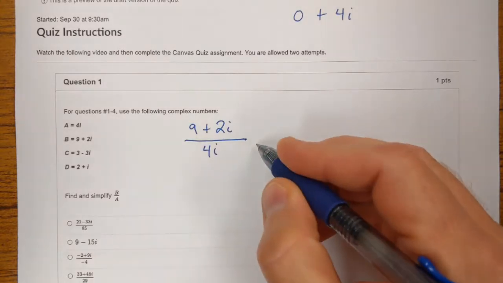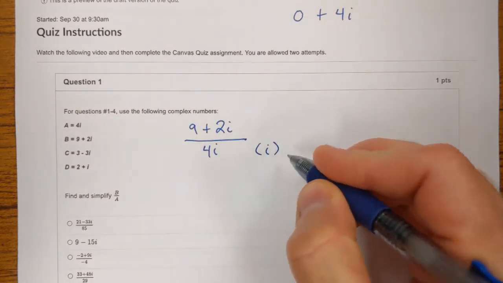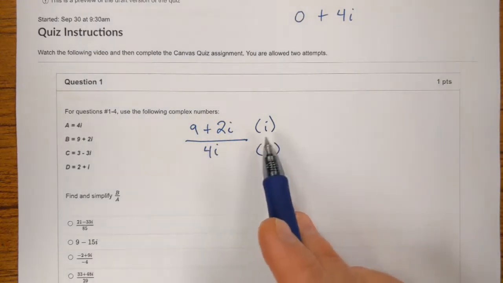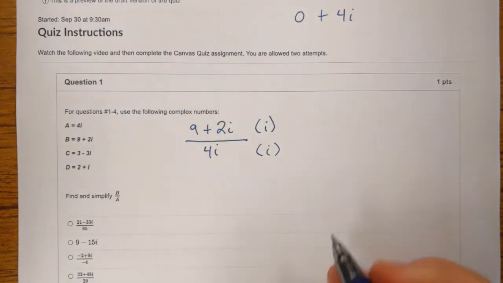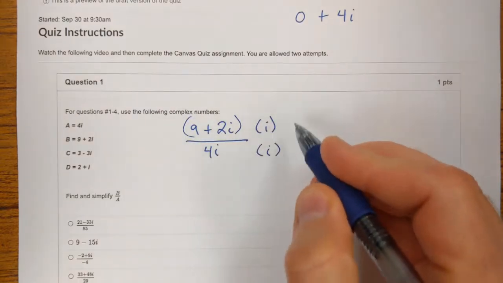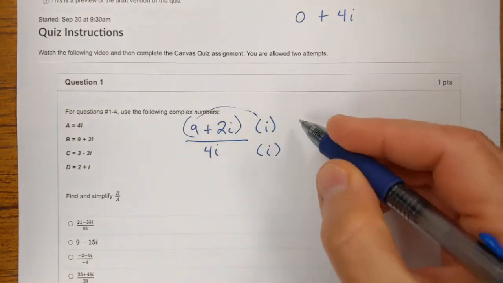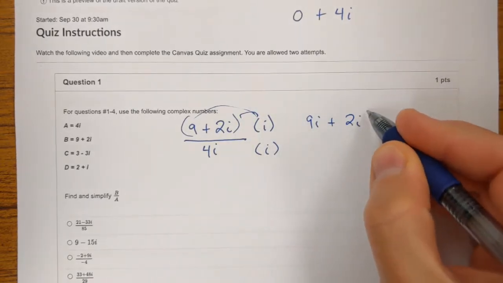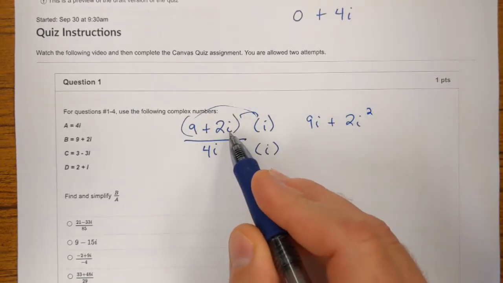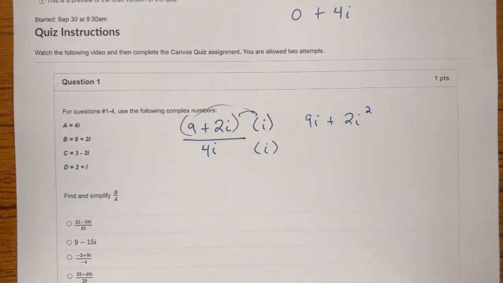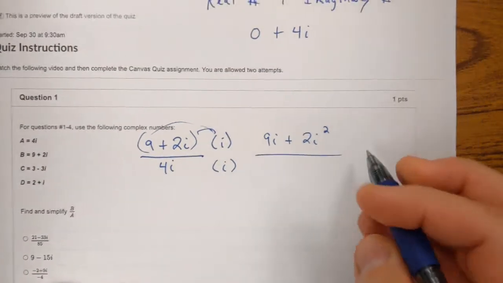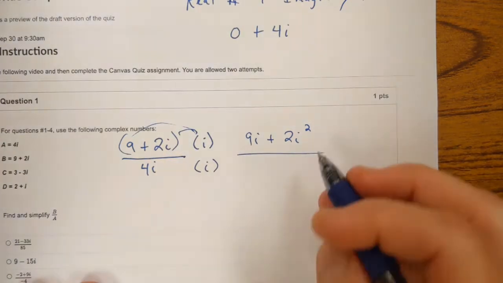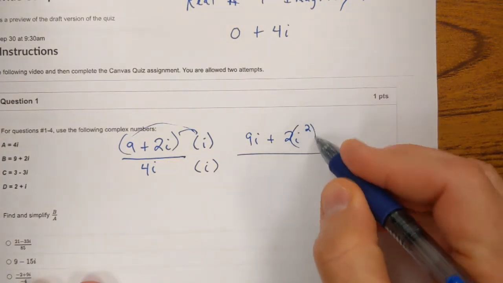So here's a little trick we can do. What we're going to do is multiply the top and the bottom of this fraction by i. Okay, now let's watch what happens. This is a distributive property. This would become 9i plus 2i squared. Remember, when you take an i times an i, you get i squared. And let's go ahead and simplify this. Remember that i squared really transforms into -1.